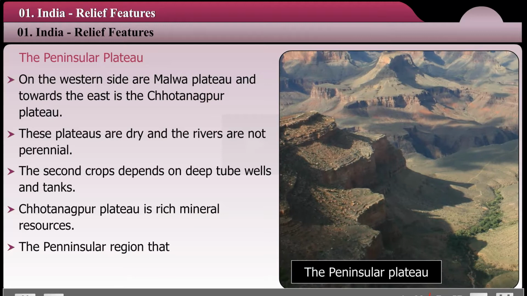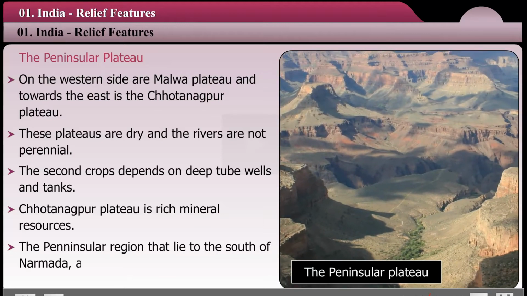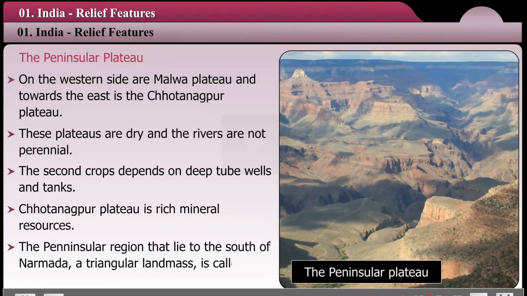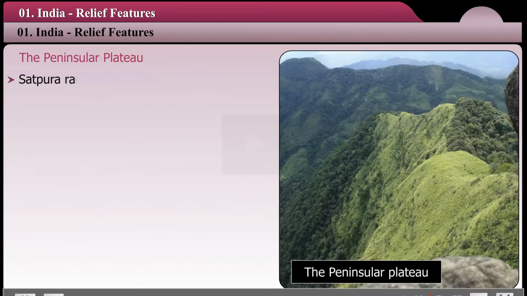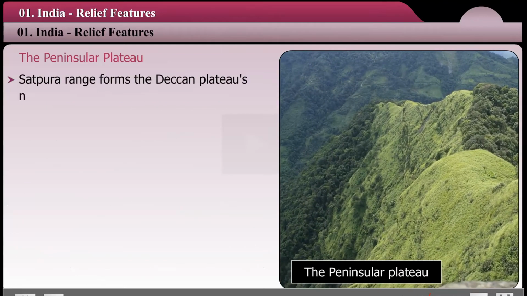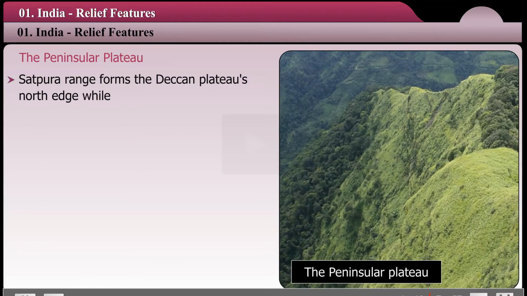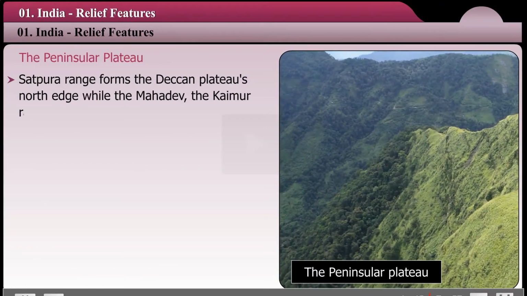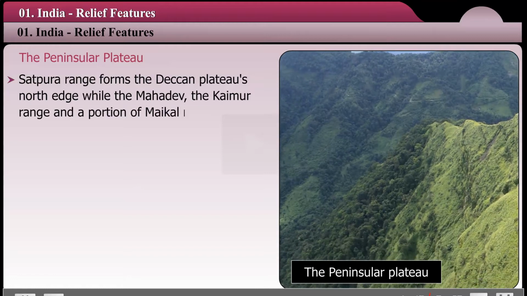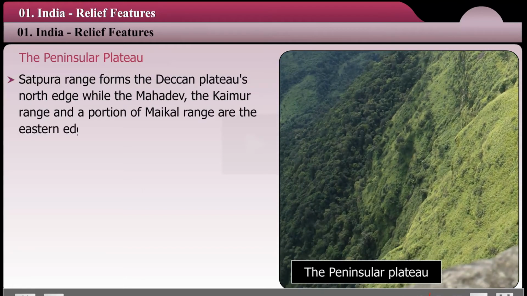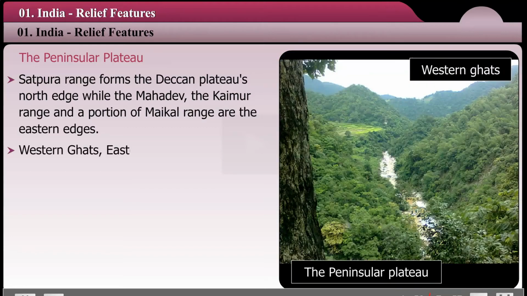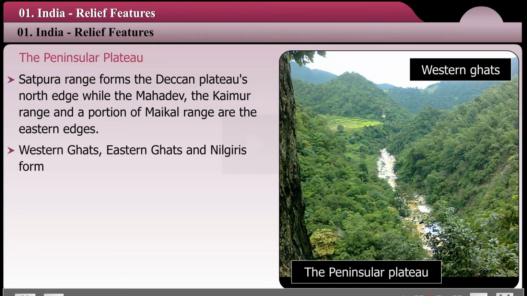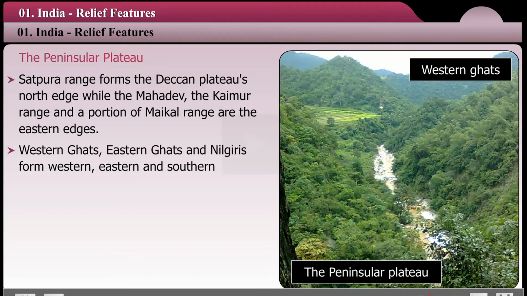The peninsular region that lies to the south of Narmada, a triangular landmass, is called the Deccan Plateau. Satpura range forms the Deccan Plateau's north edge, while the Mahadev, the Kaimur range and a portion of Maikal range are the eastern edges. Western Ghats, Eastern Ghats and Nilgiris form western, eastern and southern boundaries respectively.